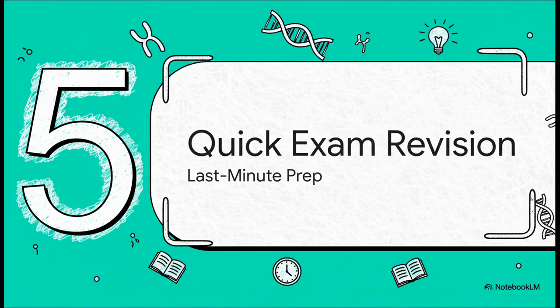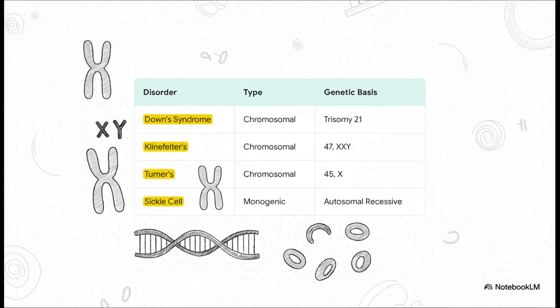We are almost at the end now, and I have created a very special slide for all of you. Think of this as your ultimate summary. It's perfect for a quick screenshot for that last-minute revision just before you walk into the exam hall. Okay, let's do a rapid-fire round. Down syndrome, it's chromosomal, specifically trisomy 21. Klinefelter syndrome, also chromosomal, it's 47XXX in males. Turner syndrome, chromosomal again, 45X in females. And finally, sickle cell anemia. That's a monogenic one, and it's autosomal recessive. This one table has all the keywords you need to score full marks.